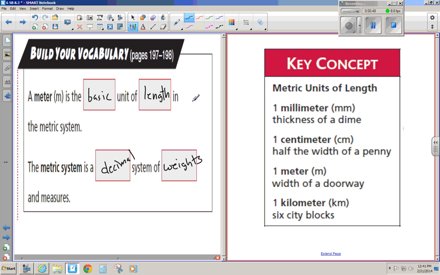And these are the typical metric units for length. A millimeter is about the thickness of a dime. A centimeter is half the width of a penny. A meter is the width of a doorway. And a kilometer is about 6 city blocks. All right, these are the units, and this is the example.